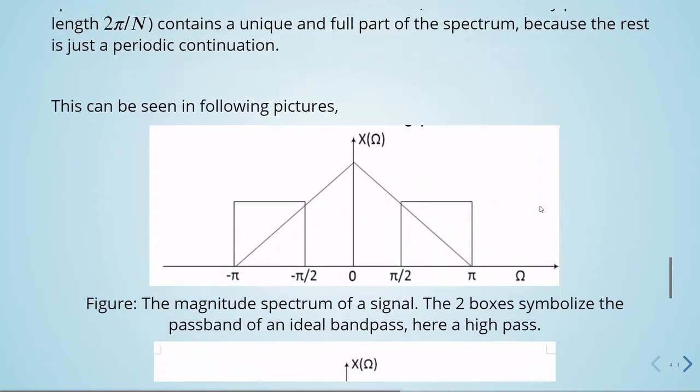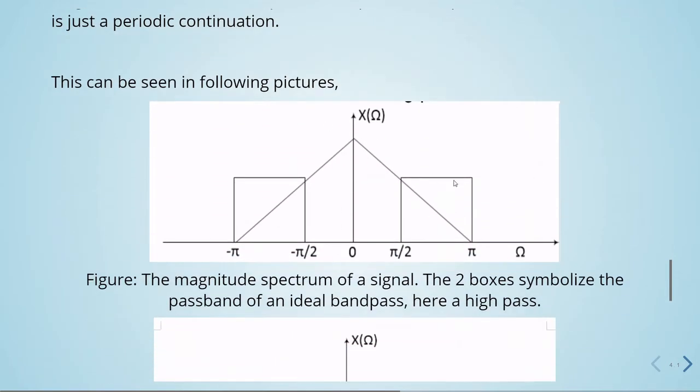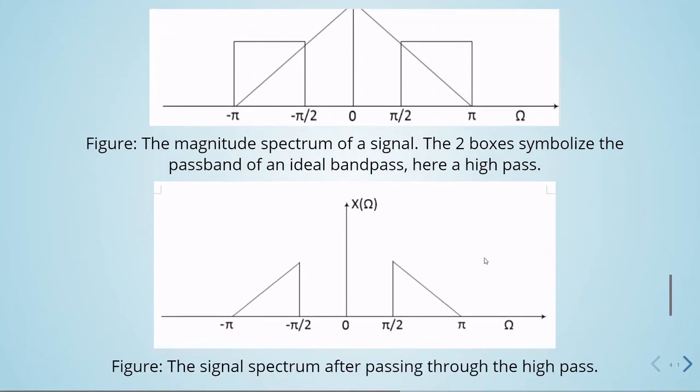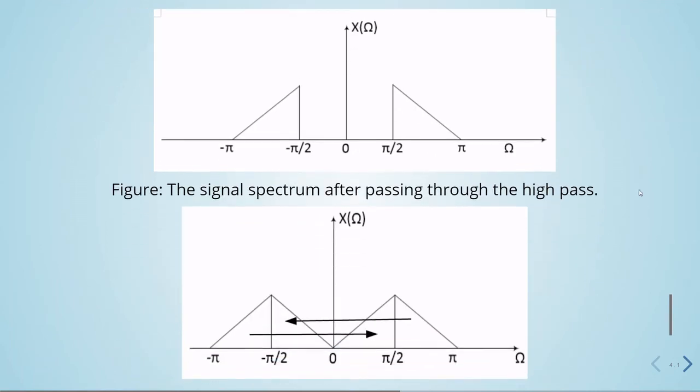And we can see this in these pictures here. This is the magnitude spectrum of a signal. These two boxes are symbolizing the passband of an ideal filter. In this case, it's a high pass. So this is our signal, and we are doing this high pass. This is what it looks like after passing through a high pass.